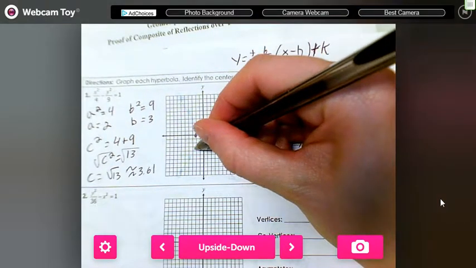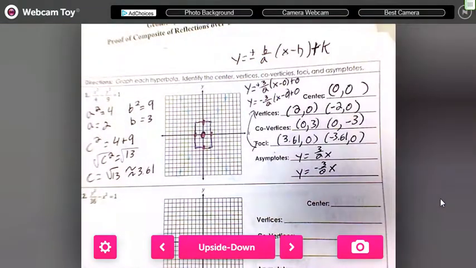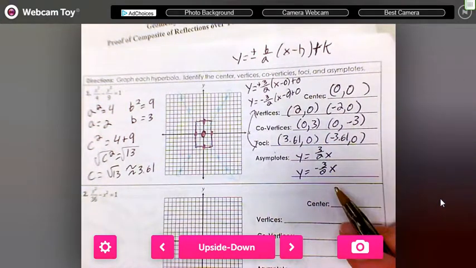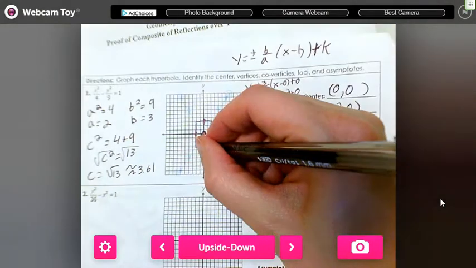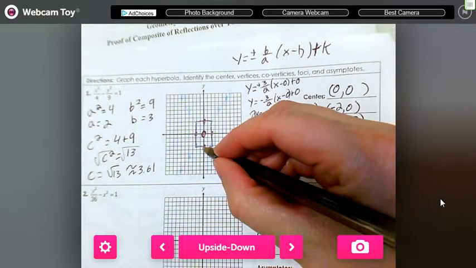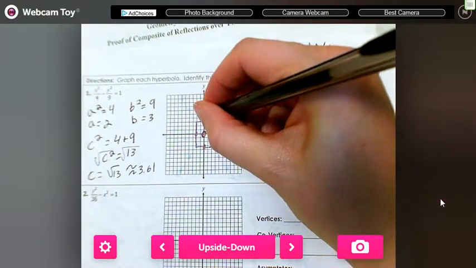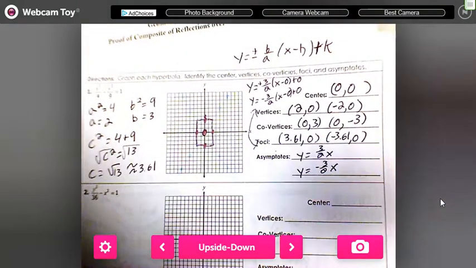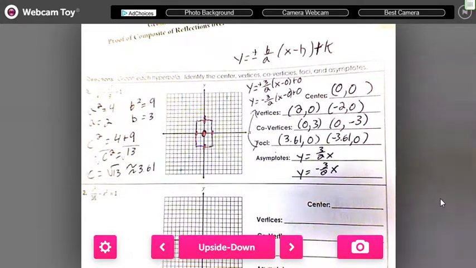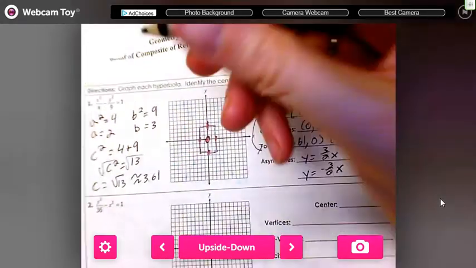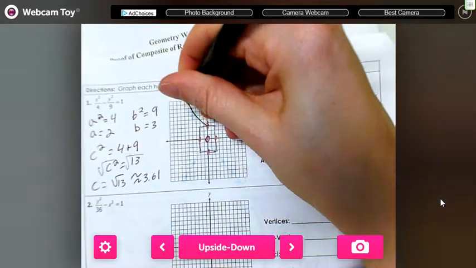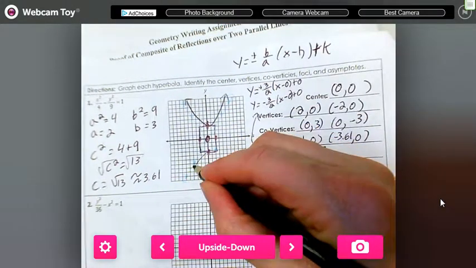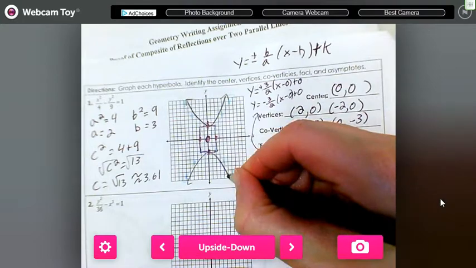This helps us kind of know where we're doing these. And then my focus points are 3.61, so it's like right in here and right up here. So now I can graph my actual hyperbolas, which will go right here along each of these, through your vertices and along your asymptotes.